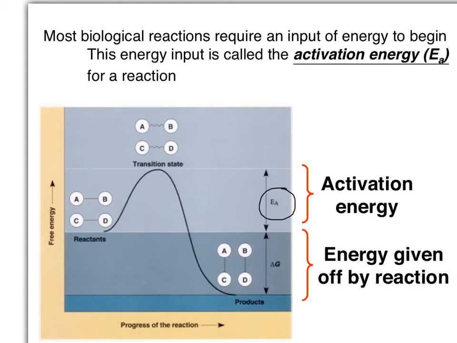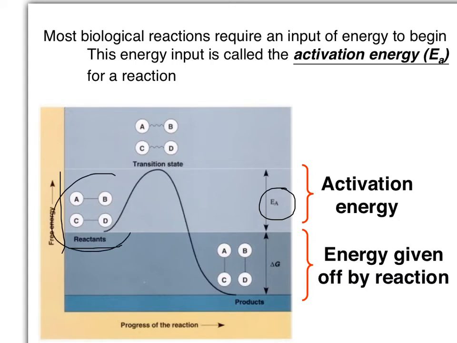And as we can see here, the reactants are on the left-hand side of our graph. Notice that the axes are labeled here with the y-axis being free energy. This is the energy available to do work within the cell. And down below is the progress of the reaction. This is just the time, how long the reaction has been allowed to progress.